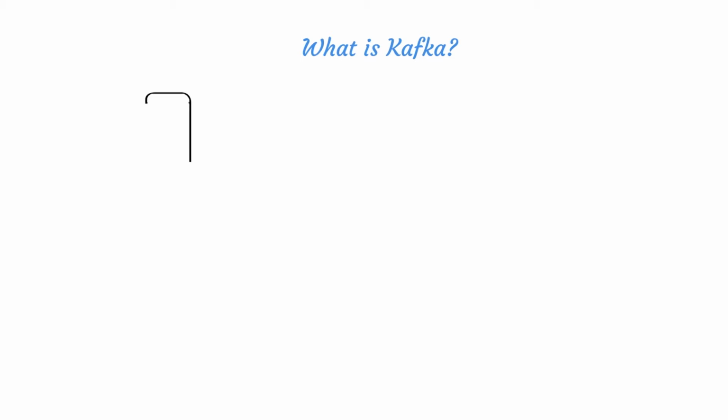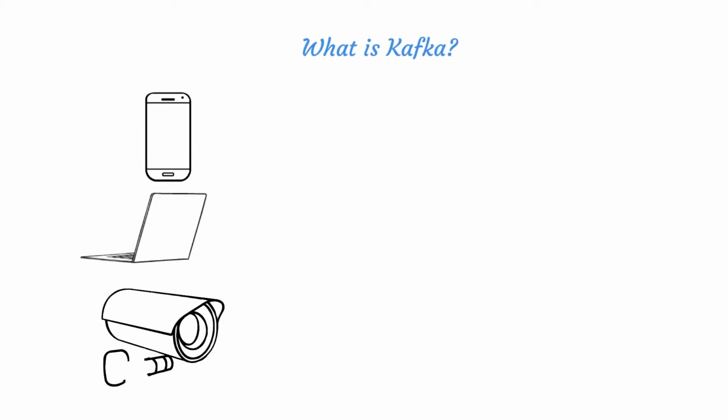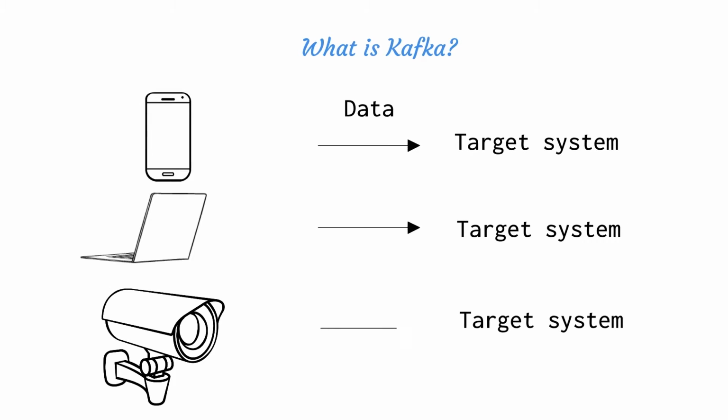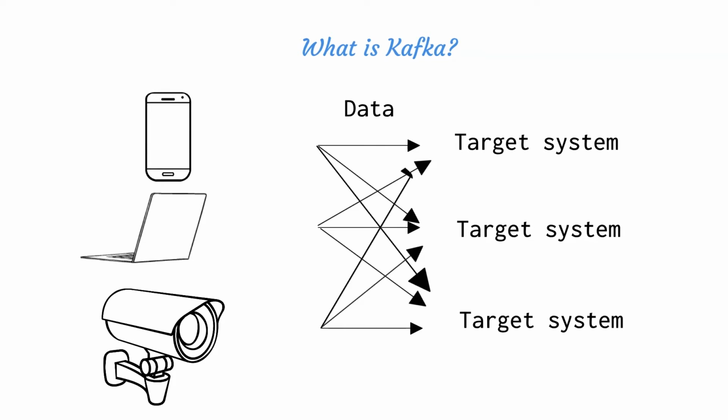Just imagine that you've got a lot of IoT devices, some other apps, cameras for example, and you want to send the data to the target system. If you have just one application and one target system, I think it's going to be easy just to send the data straight to the target system. But for example, if according to your business logic you have to send this data not to one target system but to several target systems, what do you think? How many problems will you have with this?